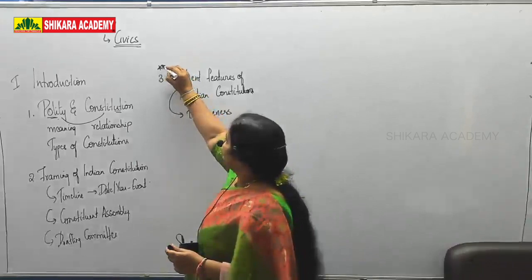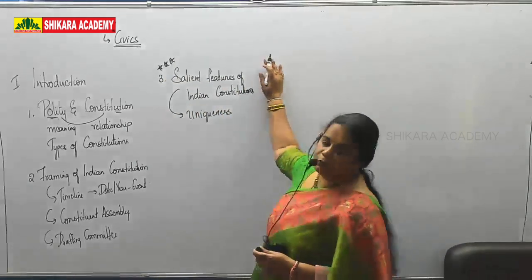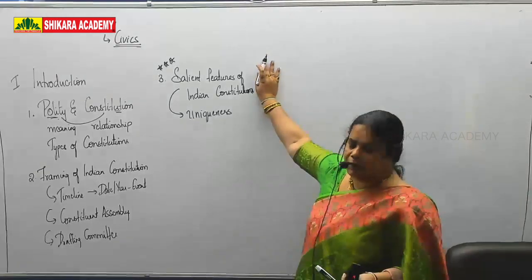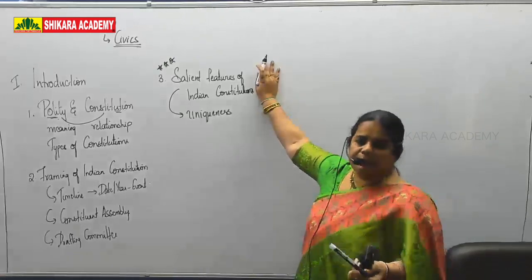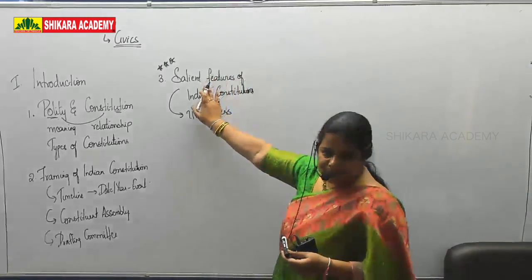This is very, very important because you come across a lot of concepts here. I am going to discuss the federal form of government, unitary form of government, parliamentary form of government, presidential form of government, independent judiciary, integrated judiciary. All of these will come under salient features.